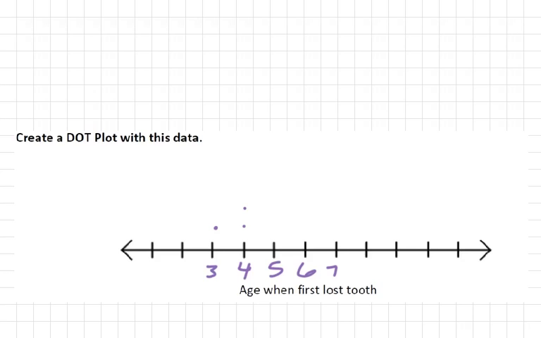For the age of 5, there were actually 9 respondents. So I'm going to have a lot here, so I'm going to give myself 9 dots. That's 4, 5, 6, 7, 8, 9. Okay, for the age of 6, there were 2 respondents. And then for the age of 7, there were 4 respondents.